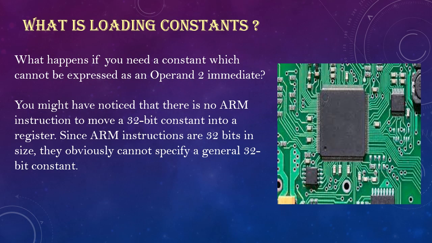What happens if you need a constant which cannot be expressed as an immediate operand? You might have to notice that there is no ARM instruction to move a 32-bit constant into a register. Although we have different instructions in ARM such as move, it is not possible to move a full 32-bit constant. Since ARM instructions are 32 bits in size, they obviously cannot specify a general 32-bit constant. So to move them, we need loading constants.